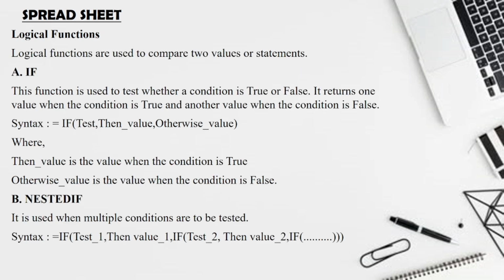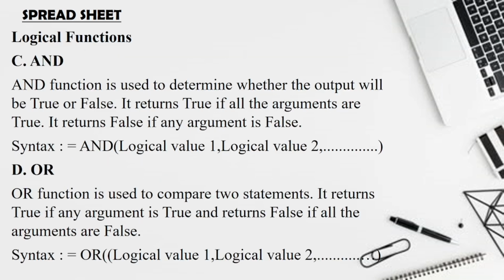Logical functions are the third category that are used to compare two values or statements. IF is the one function that is used to test whether a condition is true or false. Nested IF is used when multiple conditions are to be tested. Then the AND function is used to determine whether the output will be true or false, and OR, that function is used to compare two statements, and it returns true if any argument is true and returns false if all arguments are false.